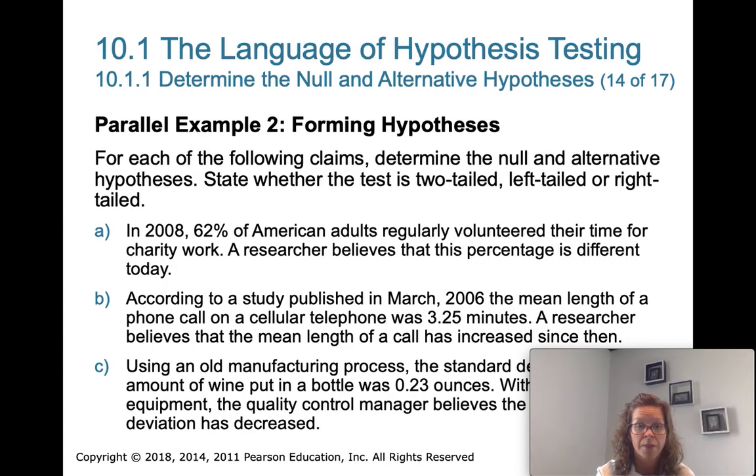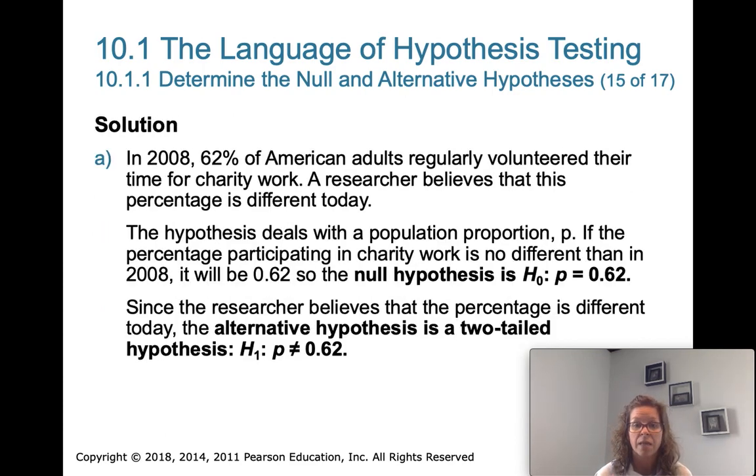Our null hypothesis in this one is going to be that that parameter is still 62, so that our proportion of the population is still 0.62. That's our null hypothesis. Nothing has changed. The alternative hypothesis, because it says the researcher believes this is different, is going to be the not equals statement for a two-sided test. The researcher isn't saying more or less Americans are volunteering their time, just that it's not 62 anymore. So this is a two-sided test.